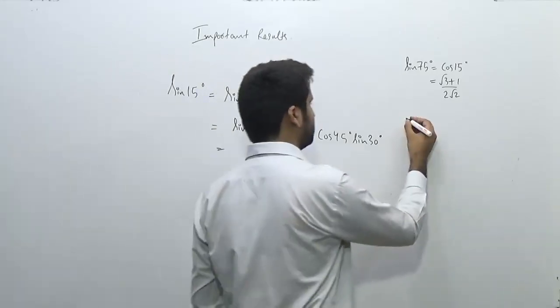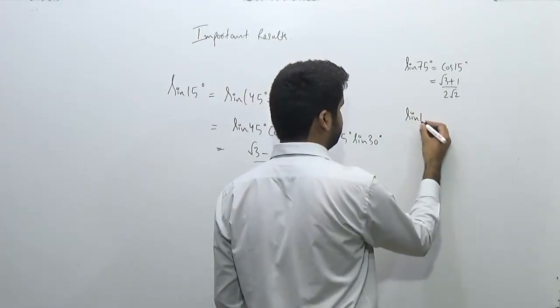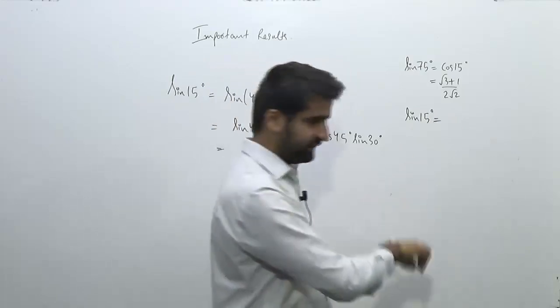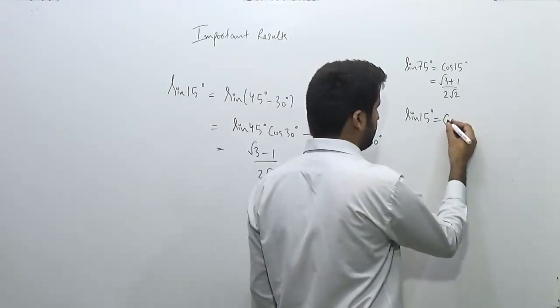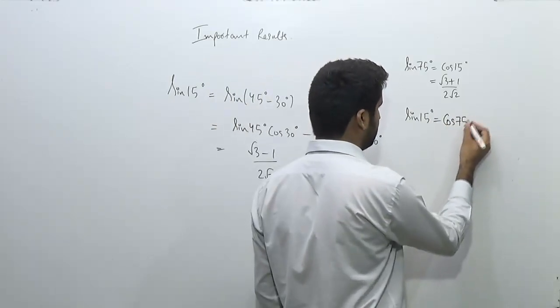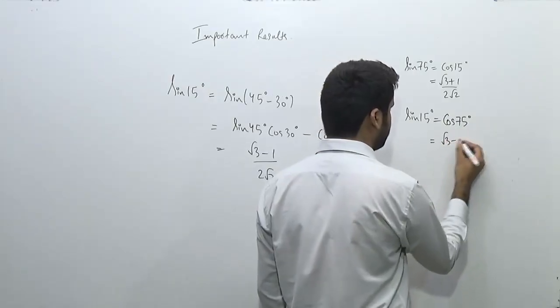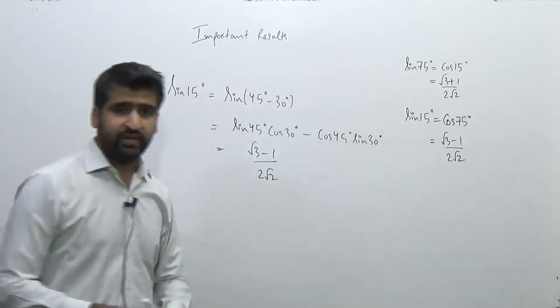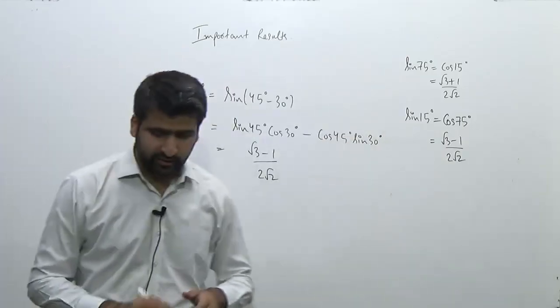And this expression will come out to be root 3 minus 1 upon 2 root 2. So we can say that sine 15 degrees will be equal to cos of 75 degrees because of the complementary angles concept. This is equal to root 3 minus 1 upon 2 root 2. And these are two very important concepts which we need to learn.